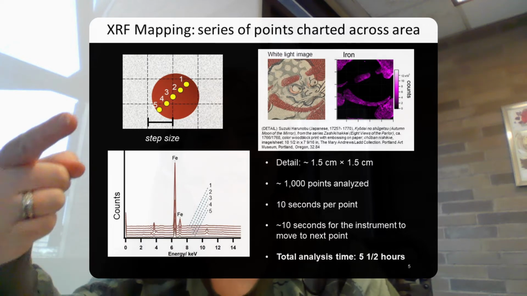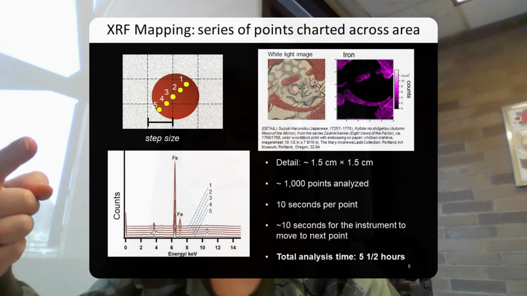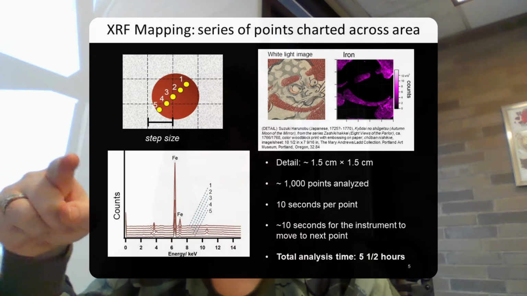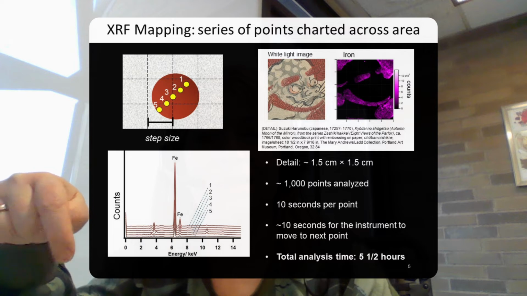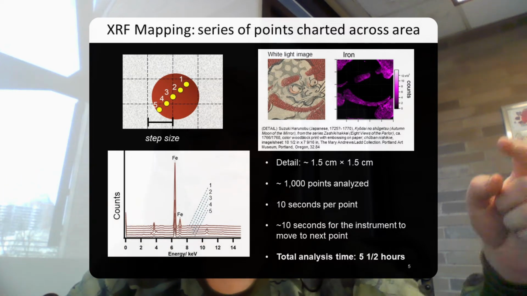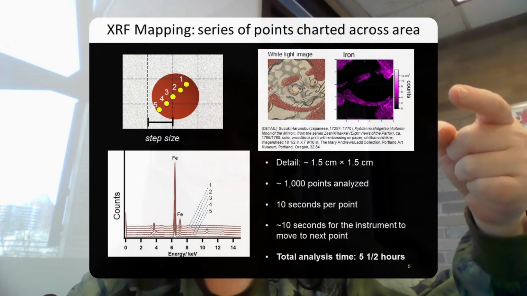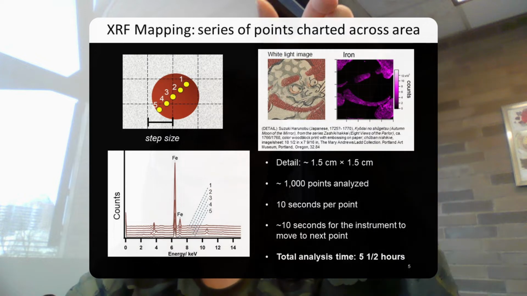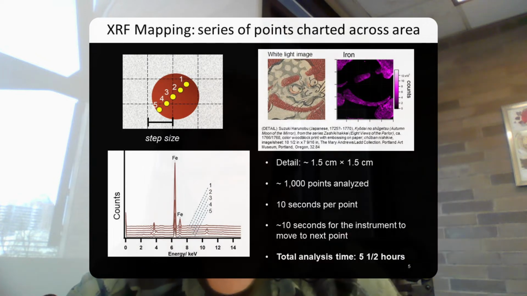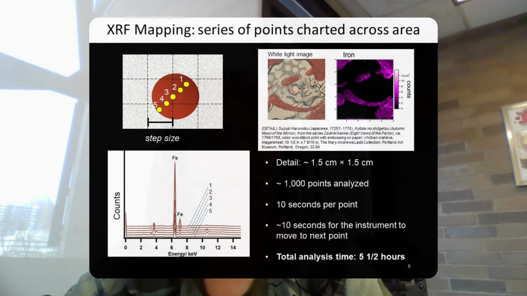You can see that as the sample moved from point 1 to point 5, the intensity of the iron peak decreased. To produce the false color heat map, more than 1,000 spectra were collected across an area of approximately 1.5 by 1.5 centimeters. The instrument was set up to collect data for 10 seconds per point, and it takes the instrument roughly 10 seconds to move over to the next point. So to collect the data for the map shown, it took this instrument about 5.5 hours.